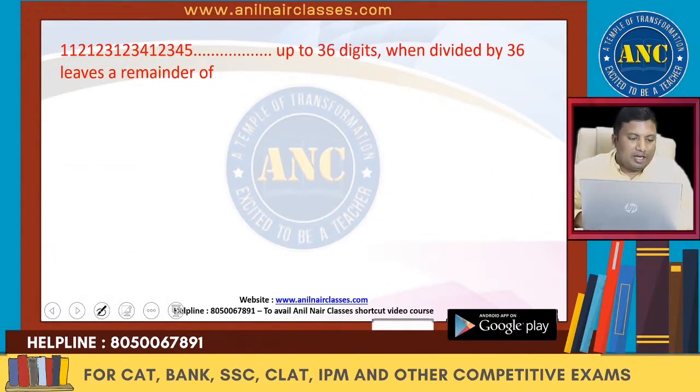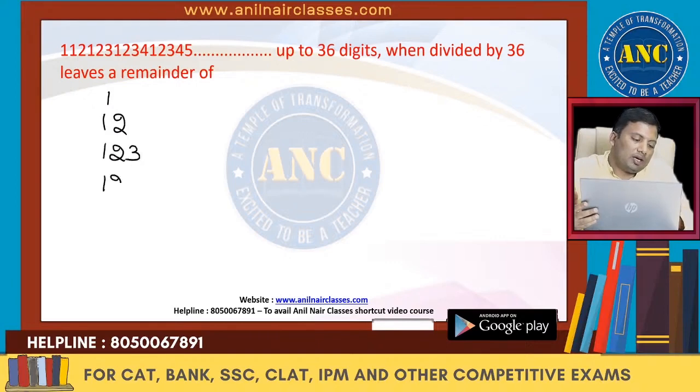Next one: 1, 1, 2, 1, 2, 3, 1, 2, 3, 4, and so on up to 36 digits. Let me write it down vertically. 1, 1, 2, 1, 2, 3. Next it is 1, 2, 3, 4.